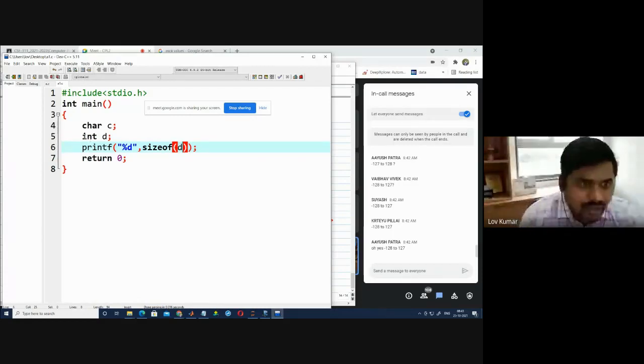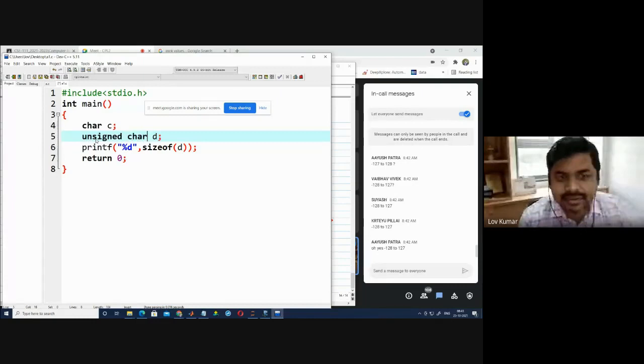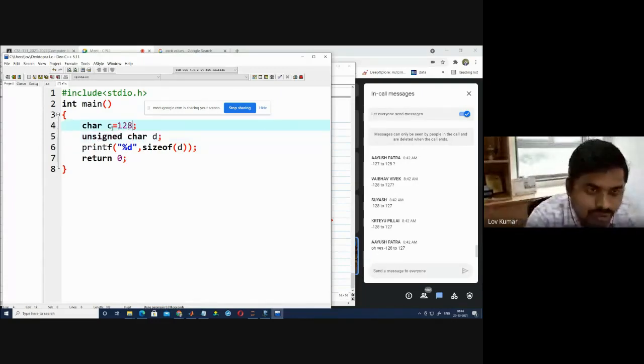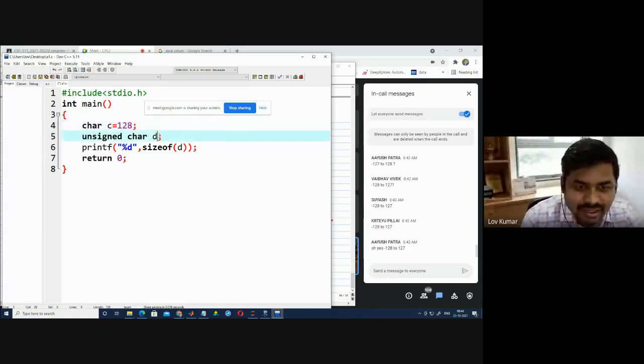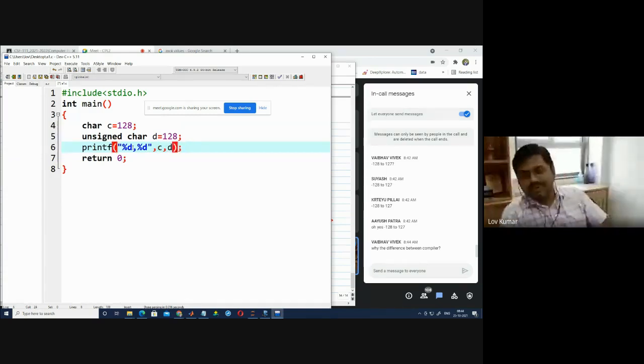Now here you can see what I am writing: unsigned character D, and here we are writing C equal to 128, and character D equal to also 128. Then we are going to print the value of C, comma D. Now we will tell you what value it will print. It will totally depend upon the compiler.